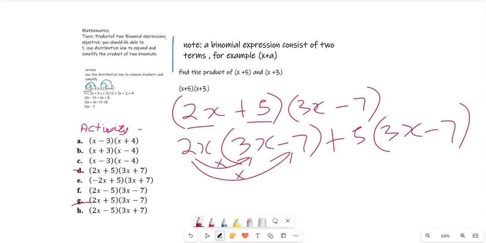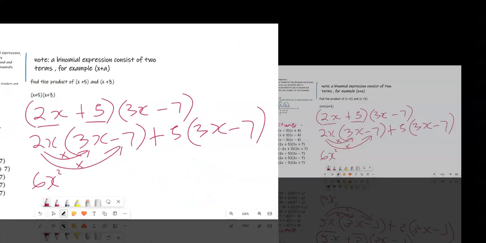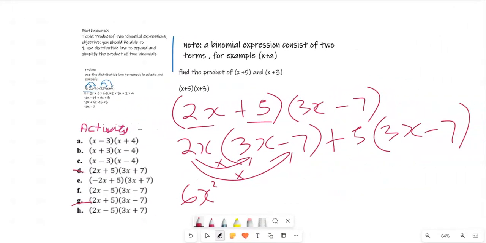So it's going to be 2x times 3x. Consider that you're multiplying the coefficients together and you're multiplying the variables together. Or in other words, you're multiplying the numbers together and you're multiplying the letters together. So 2x times 3x, that means we're multiplying 2 by 3, that's 6, and x by x, that's x squared. When we multiply, the powers change. When we add, they do not.